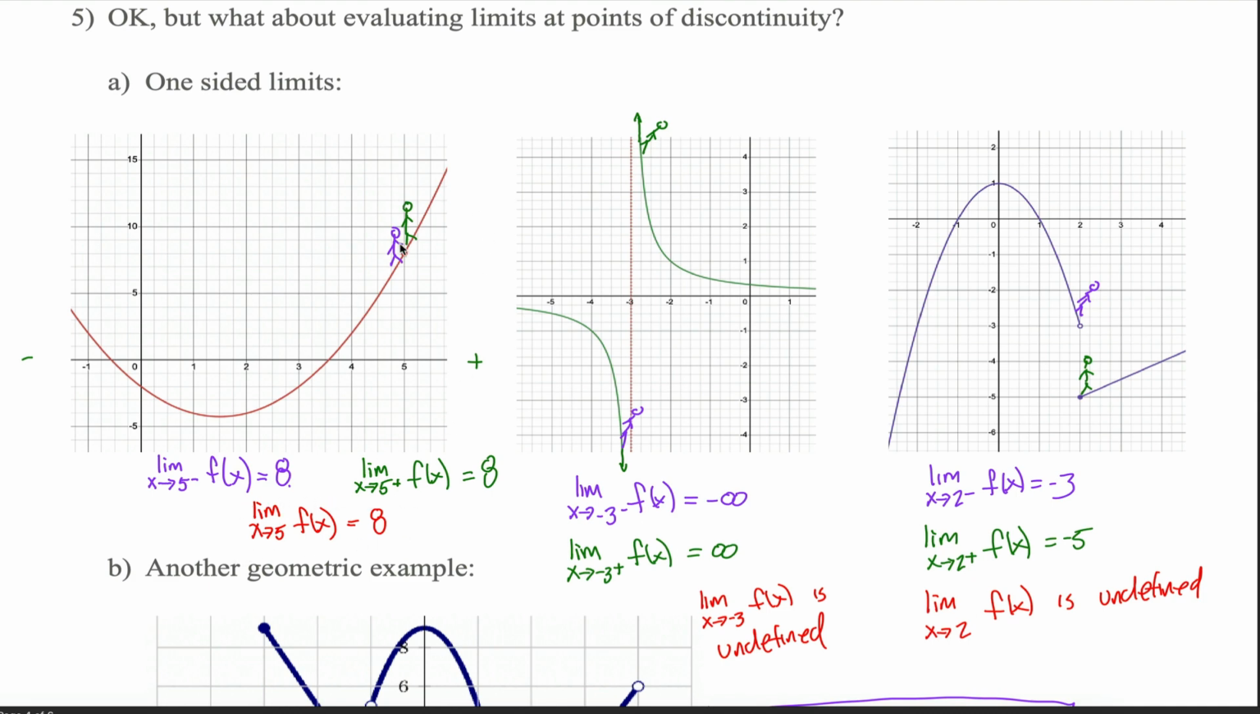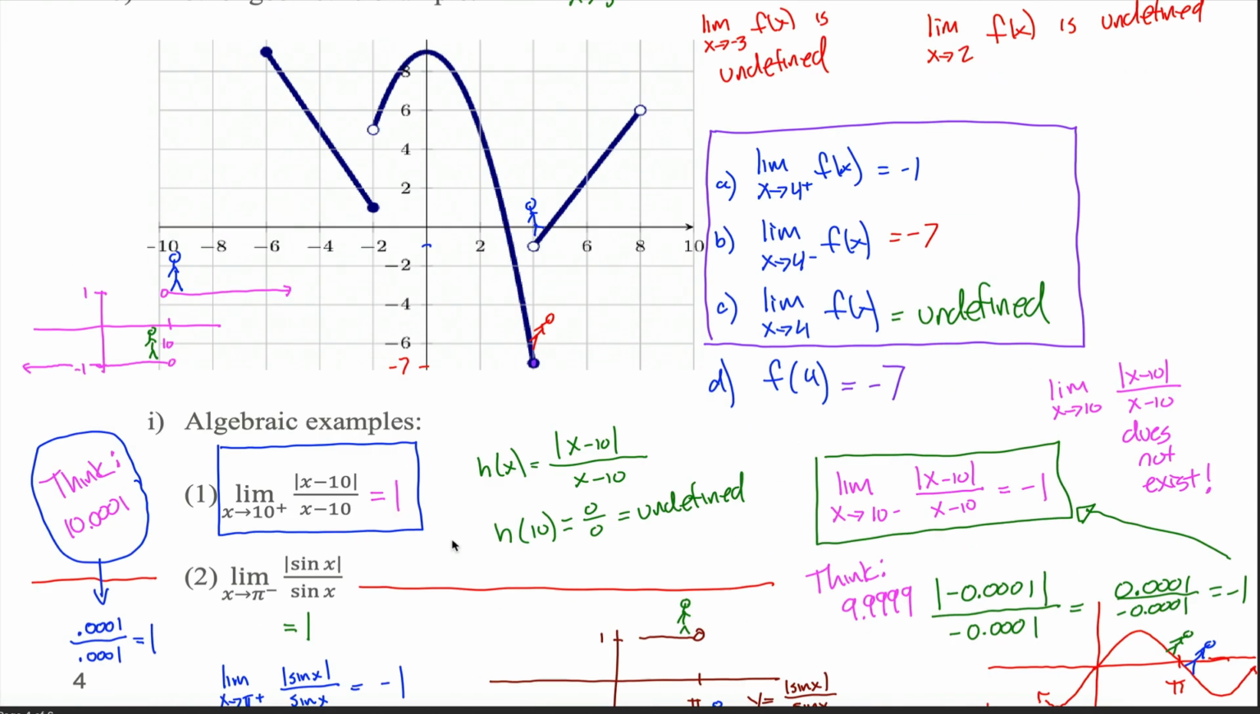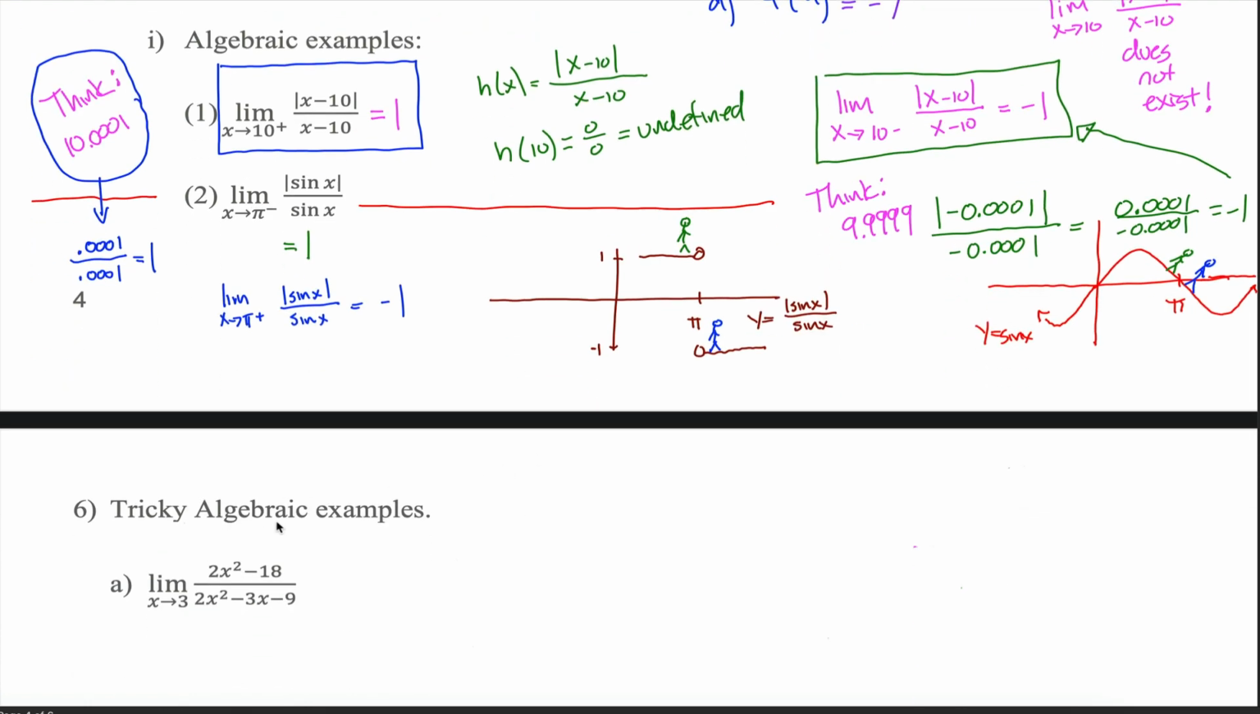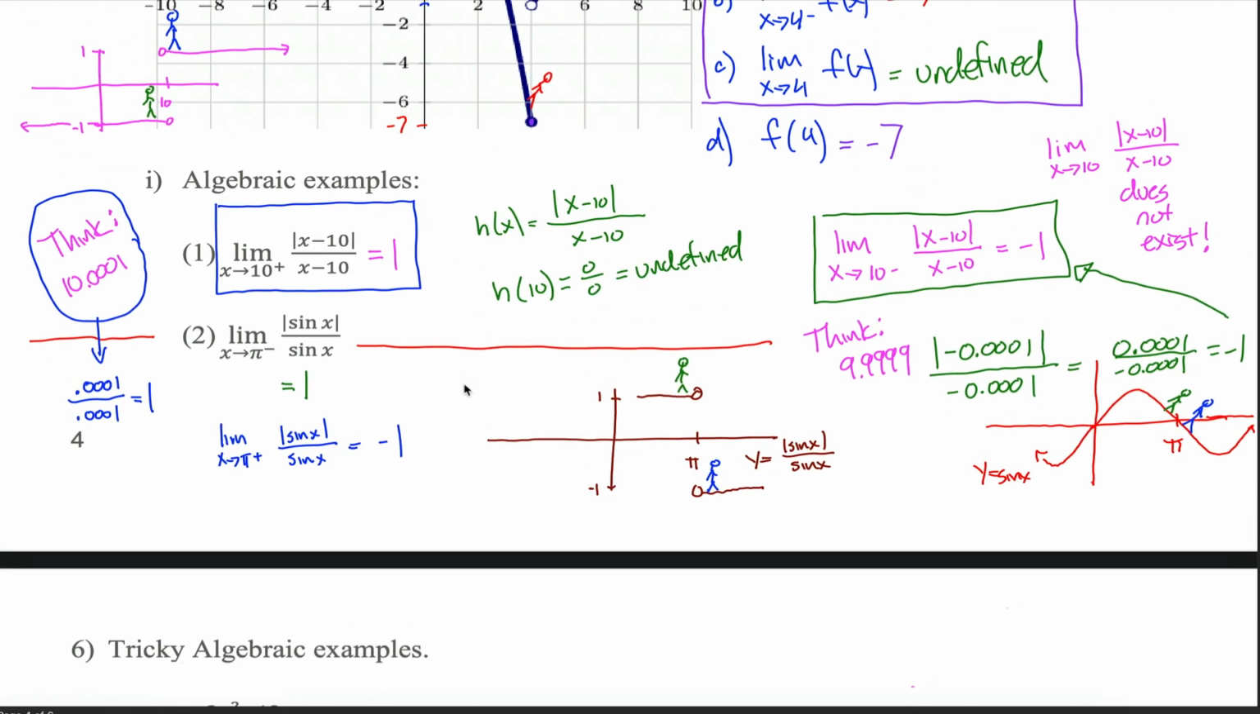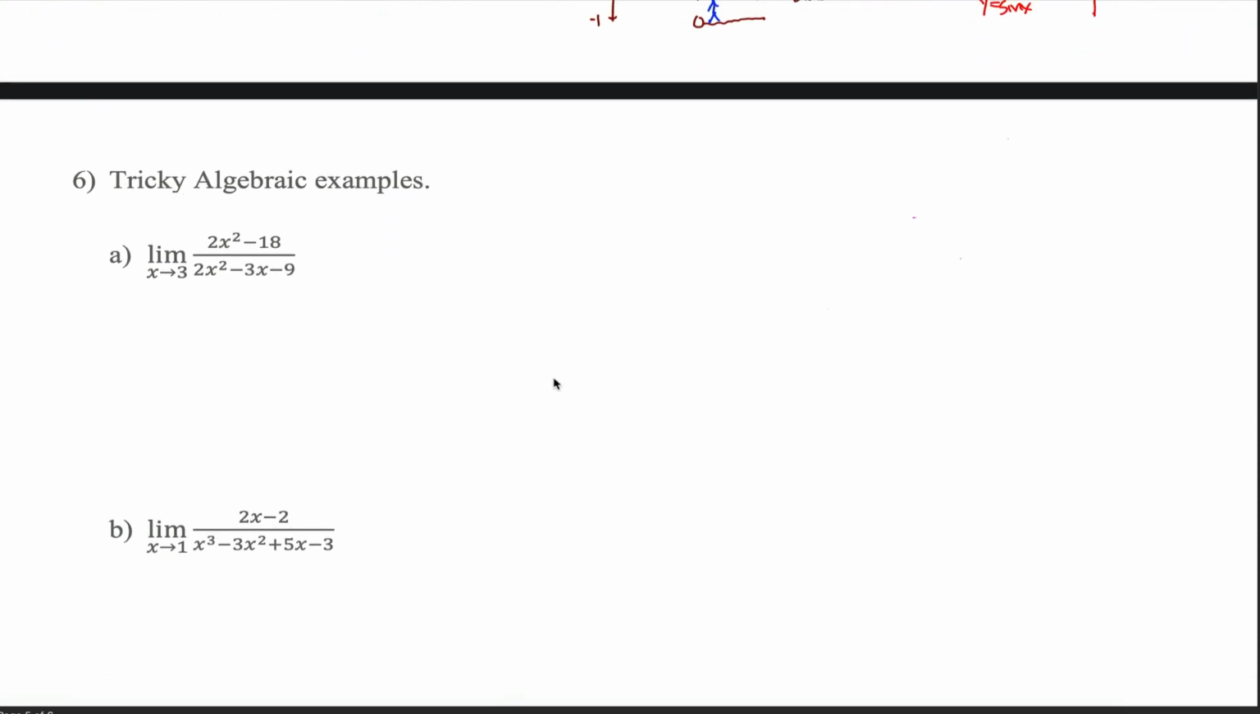The case when you have a removable discontinuity is going to end up being the most important case for our class. However, we're rarely going to see it in its geometric form. Instead, we're going to see it in its algebraic form. Occasionally, you'll see jump discontinuities algebraically. That's what we saw in these 2 examples in the last video. But far more common will be removable discontinuities algebraically. And that's what I want to go over in this video.